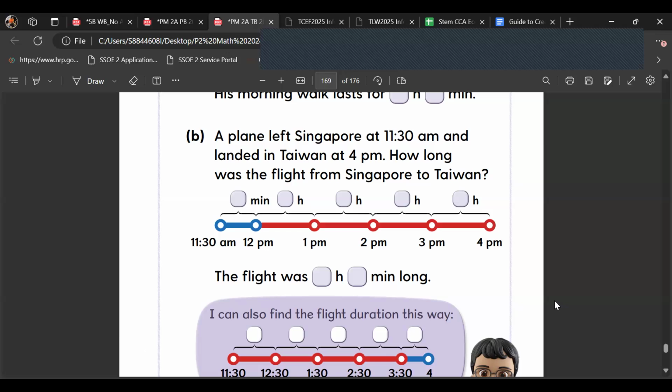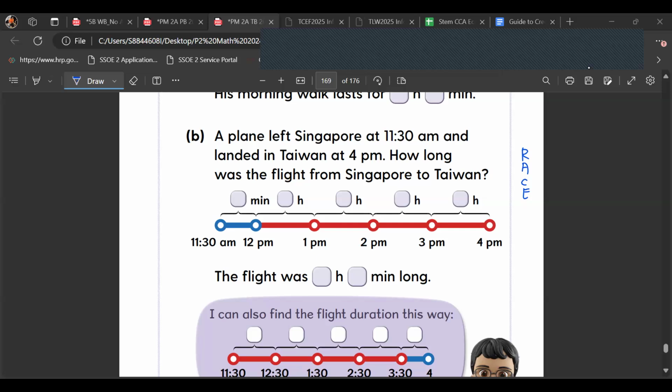Okay, so for this question, we'll take a quick look at it before we move on to the last part of the topic. So, a plane left Singapore at 11:30 a.m. and landed in Taiwan at 4 p.m. Now, how long was the flight from Singapore to Taiwan? As you can see, I've done my first reading.